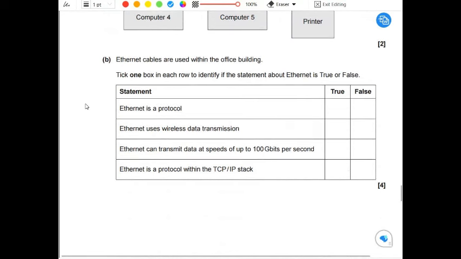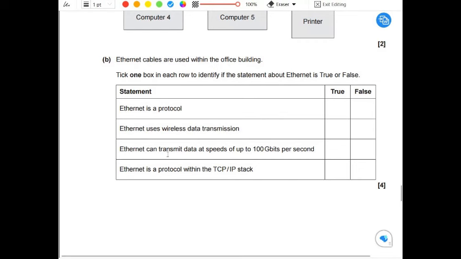B. The Ethernet cables are used within the office building. So you're going to tick one box in each row to identify if the statement about Ethernet is true or false. Ethernet is a protocol? Yes, it is. Uses wireless data transmission? No, it does not. Ethernet can transmit speeds of up to 100 gigabits per second? Yes, it can. Ethernet is a protocol within a TCP/IP stack? Yes, it is. Nice and easy.